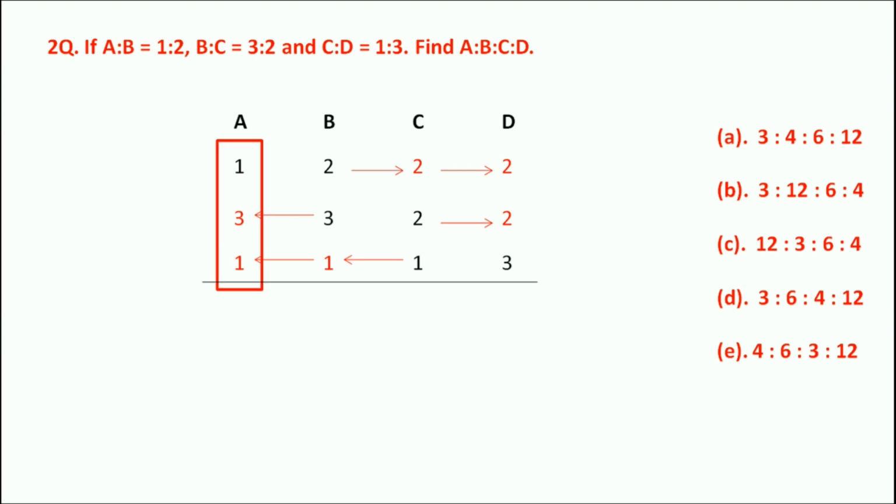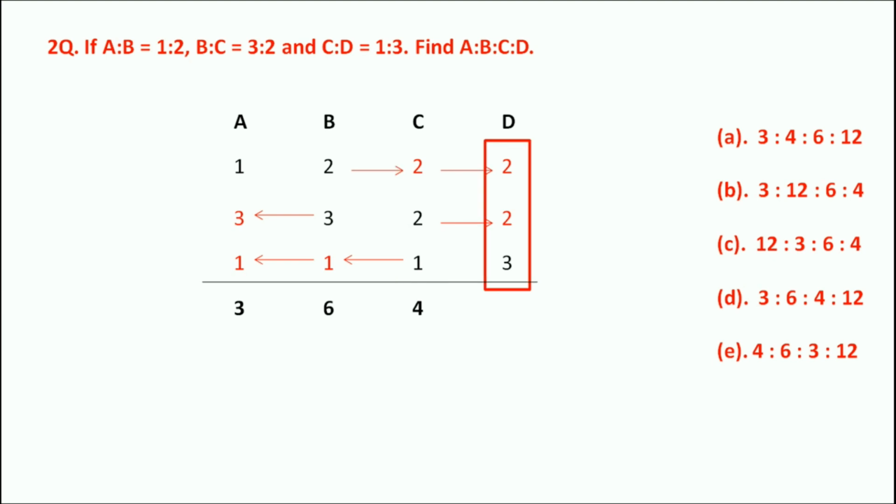Now multiply all the values below A. 1 3s are 3, 3 1s are 3, we get 3, write 3 below A. Multiply all the values below B. 2 3s are 6, 6 1s are 6, we get 6, write 6 below B. Multiply all the values below C. 2 2s are 4, 4 1s are 4, we get 4, write 4 below C.